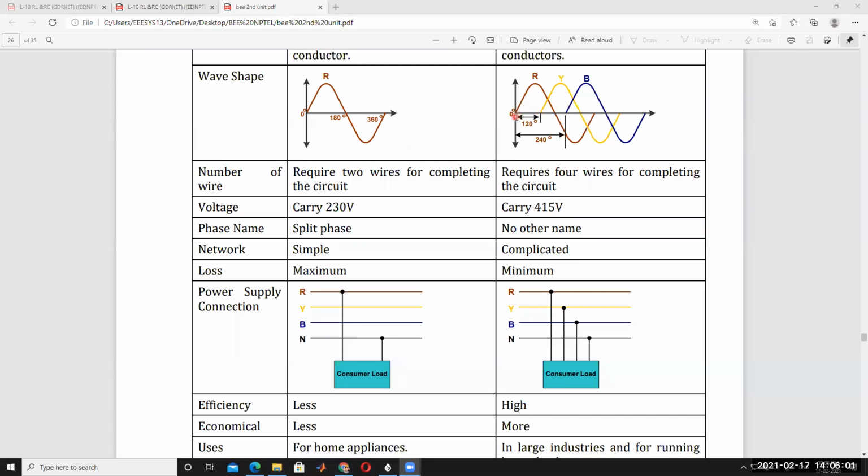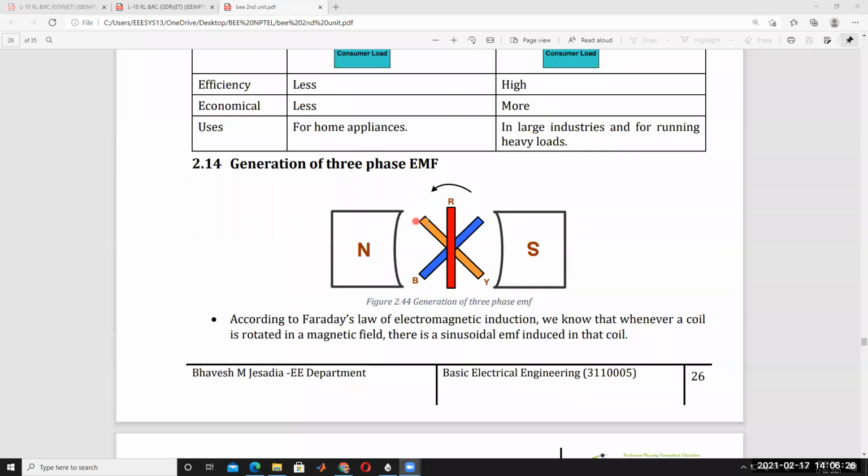Okay. Each phase is displaced by 120 degrees from the others. Between R and Y, there is a 120 degree phase shift. Y and B also 120 degrees. And B and R also 120 degrees. And R and B 240 degrees. So like this, each phase is displaced by 120 degrees. Okay, it's clear. So this is called generation of EMF.